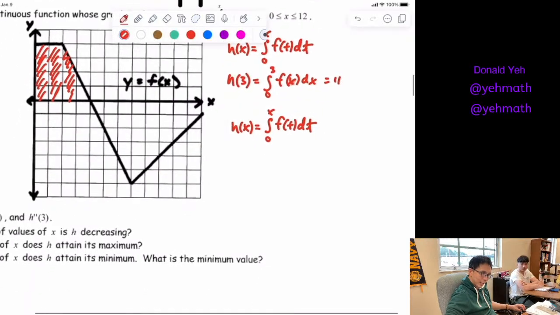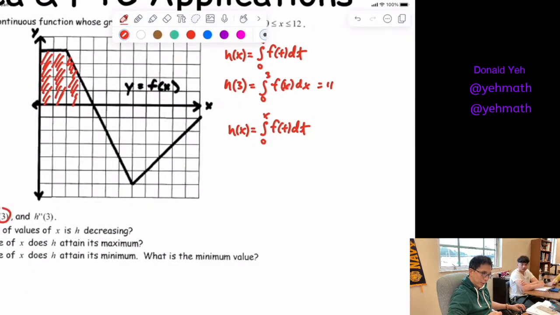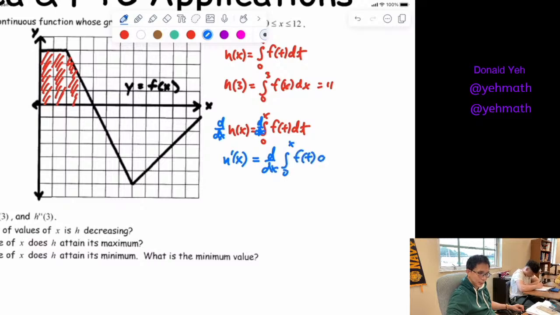If I want to find h prime, that means I have to find h prime of x. Does that make sense? So what do I have to do with h of x? I have to take a derivative. So I'm going to say d/dx and d/dx. Is that okay? And on the left side, it's going to be h prime of x. On the right side is d/dx of the integral from 0 to x of f(t) dt.